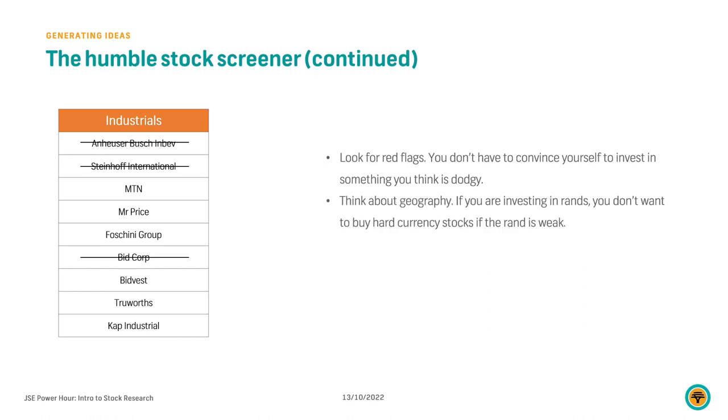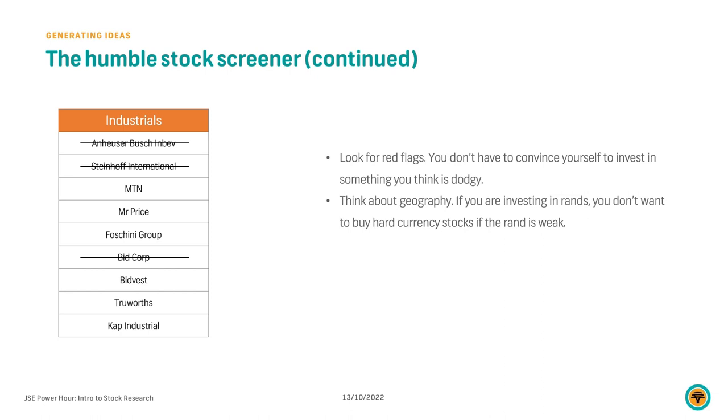Anheuser-Busch and Bidcorp, I eliminated those two because the Rand is exceptionally weak. These are Rand hedged stocks, which means that when the Rand weakens, these stocks tend to do well. Odds are the Rand can still weaken, but it probably won't weaken by much more. It is exceptionally weak as is. So I've eliminated those stocks for the purpose of this exercise.